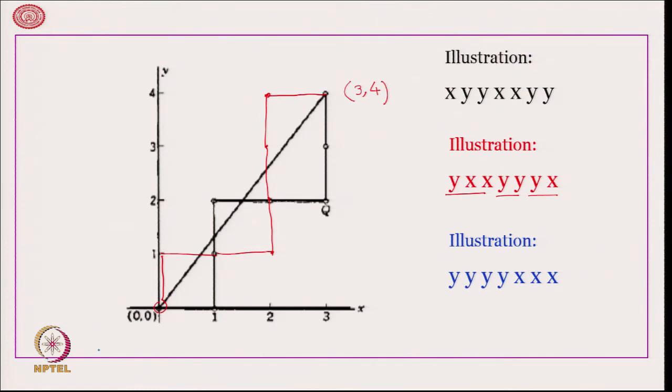Let me give you one more illustration. For y y y y x x x, we shall go like this: 1, 2, 3, 4, x x x. Thus, you can understand that depending upon the arrangement of the ordered sample, we shall get different paths. Each arrangement will give rise to a different path. What is the advantage? The advantage is that with the help of these paths, we will be trying to compute the probabilities of the maximum difference d. How to do that? That is the mathematics, that is what I am going to explain now.